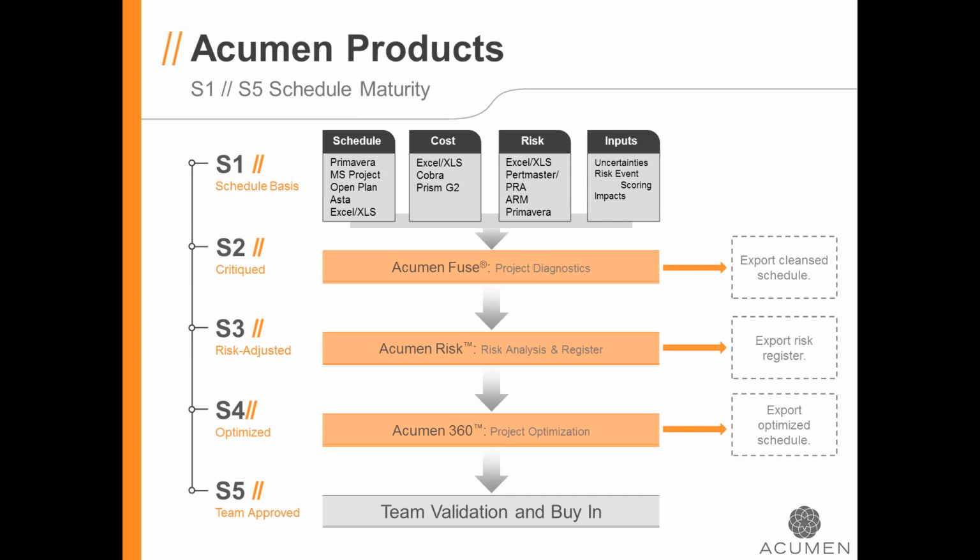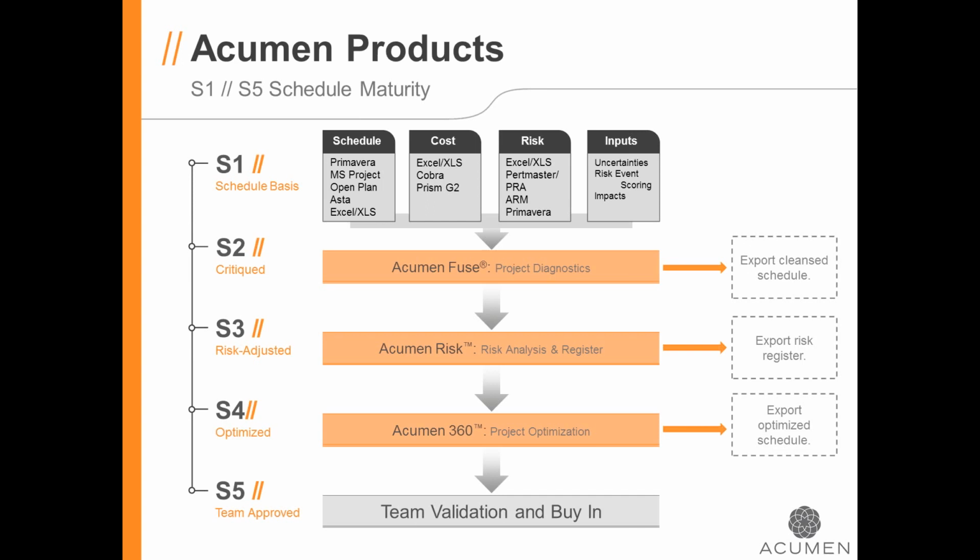Now, your baseline is not complete at the end of S1, but it's ready to be critiqued as part of the S2 process. That's where our Acumen Fuse solution comes in with its project diagnostics. It also has the ability not only to observe your schedule, but it has the ability to cleanse your schedule in certain areas as well to increase its quality. S3 incorporates the use of a risk-adjusted schedule. With Acumen Risk, we support both probabilistic and deterministic risk, and we support the risk driver process.